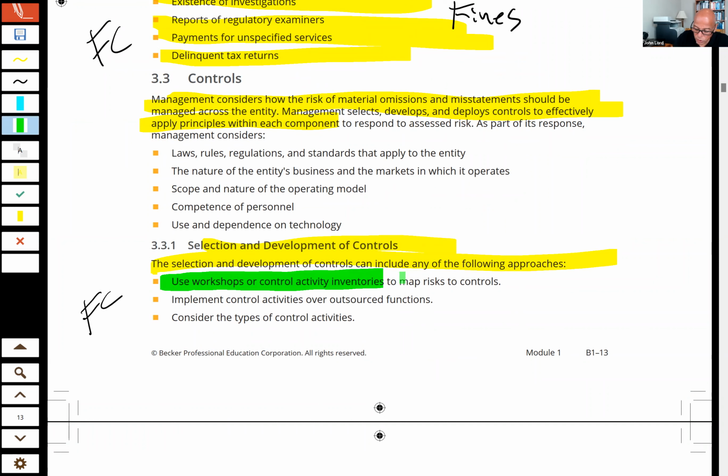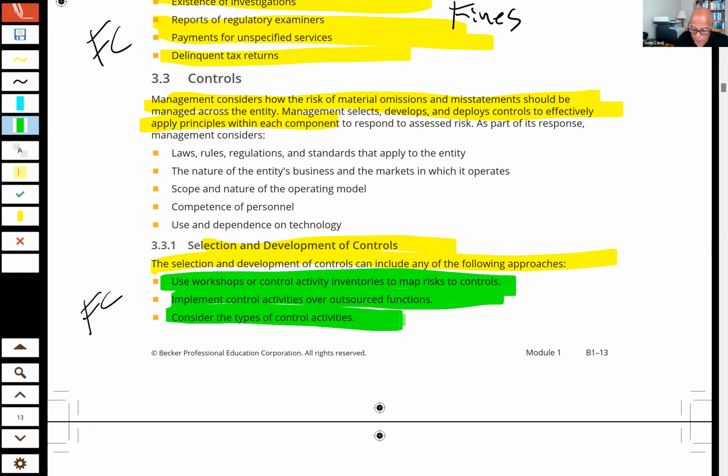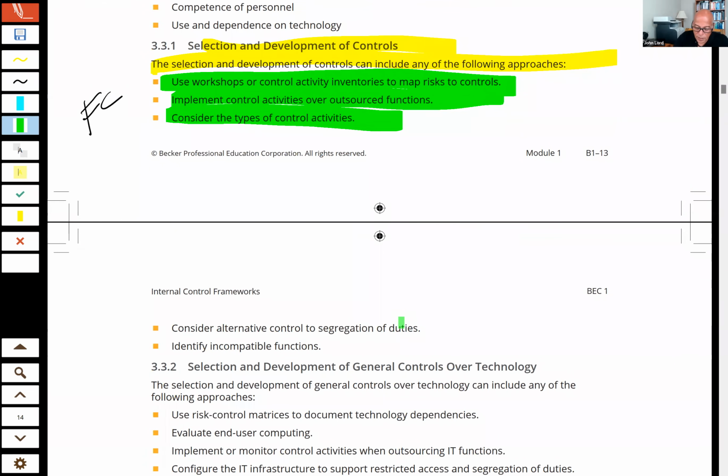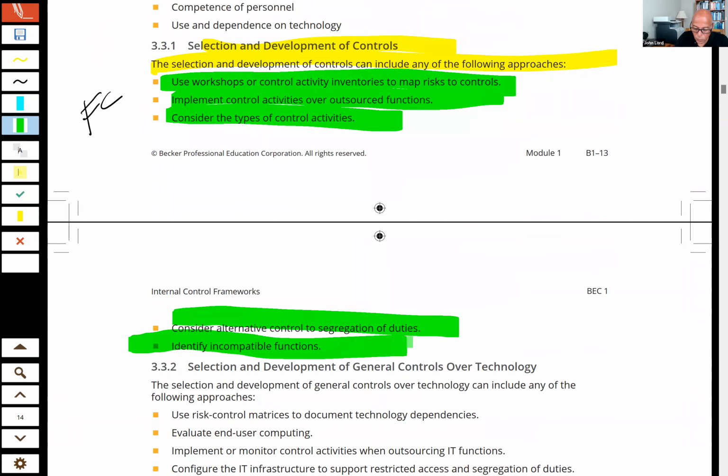And we could use workshops. Remember, we have to communicate the responsibilities, so maybe we have some workshops. We could outsource the function. Consider the type of control activities. And when you look at the control activities, guys, you really line those up with whatever the risks are. So you may be looking for segregation of duties.